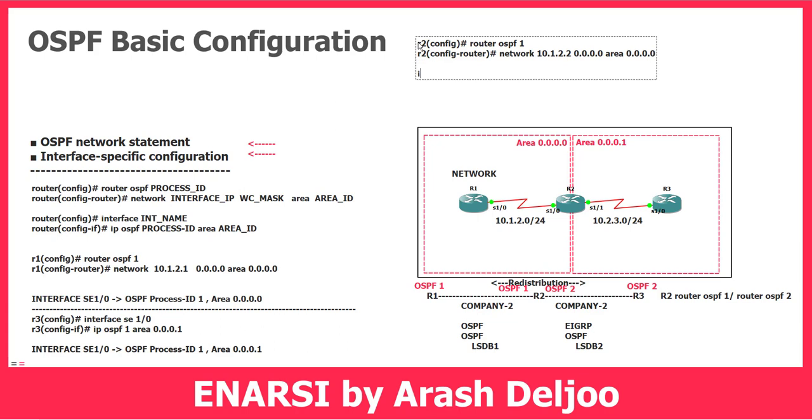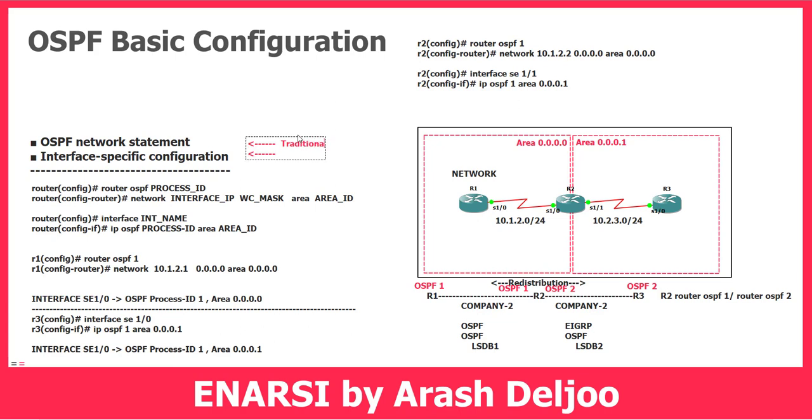And after that, we can go to the interface. Let me write here R2(config), then interface serial 1/1 here on R2. Then we can configure ip ospf 1 area, for example 0.0.0.1. This means that, as you can see here, we have configured the first interface with the traditional method. This is the OSPF network statement or the traditional method, okay, let me write here.